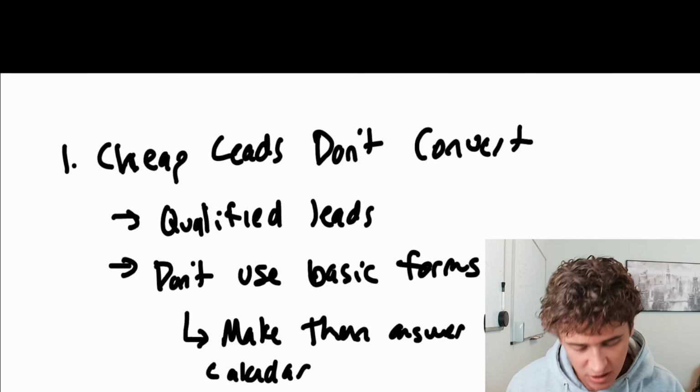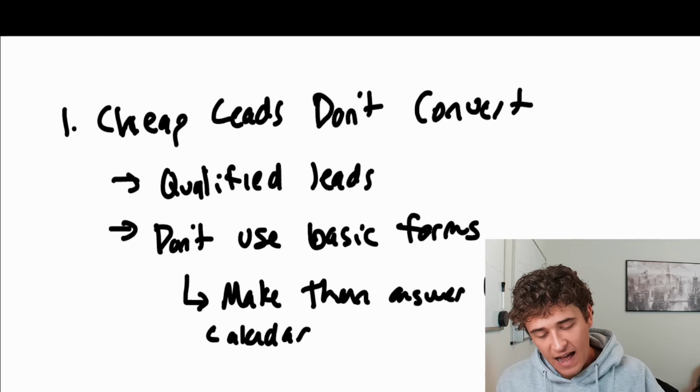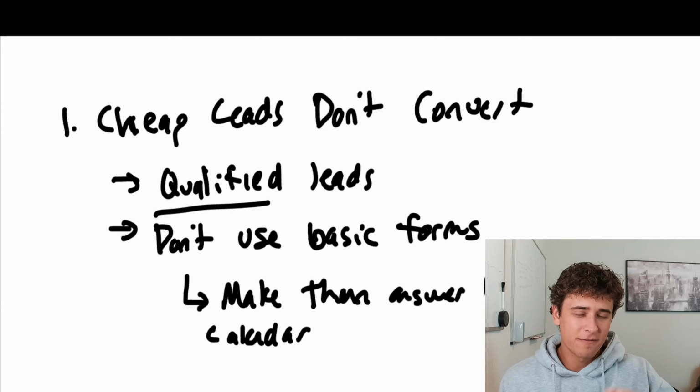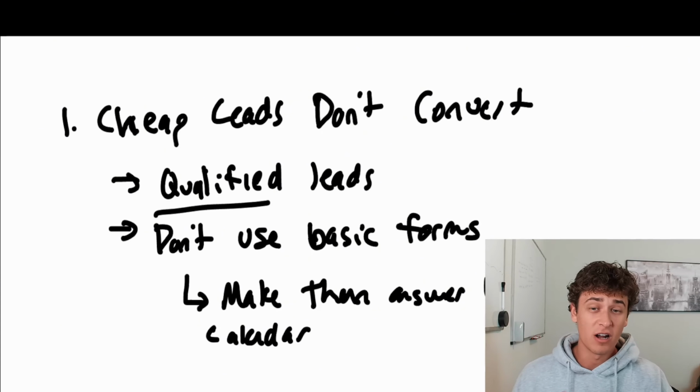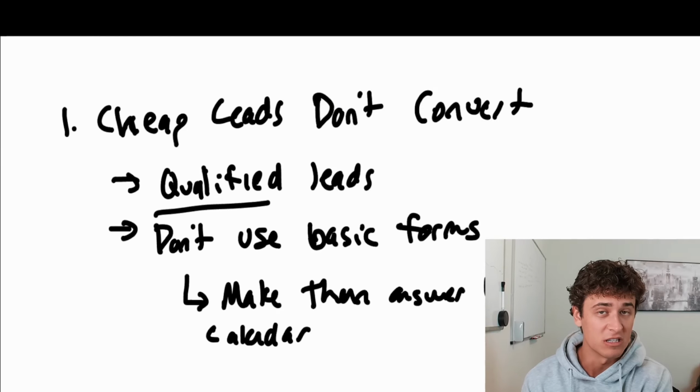So the first thing I want to hit on is cheap leads don't convert. The goal should be, how do I get more qualified leads? A lot of the contractors and small business owners, and honestly myself when I first started, just prioritized for CPL, cost per lead. But that doesn't tell you everything you need to know.